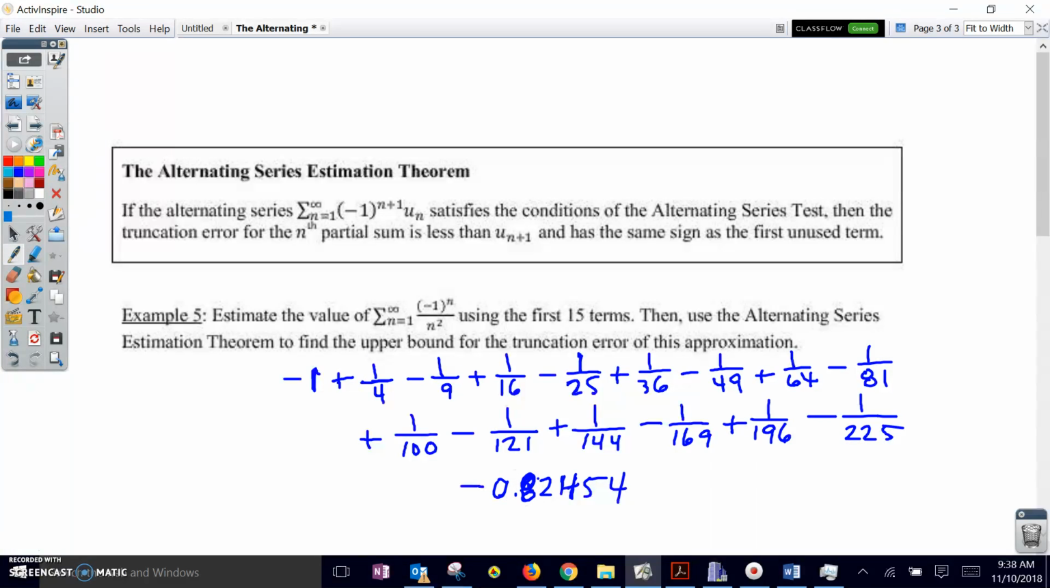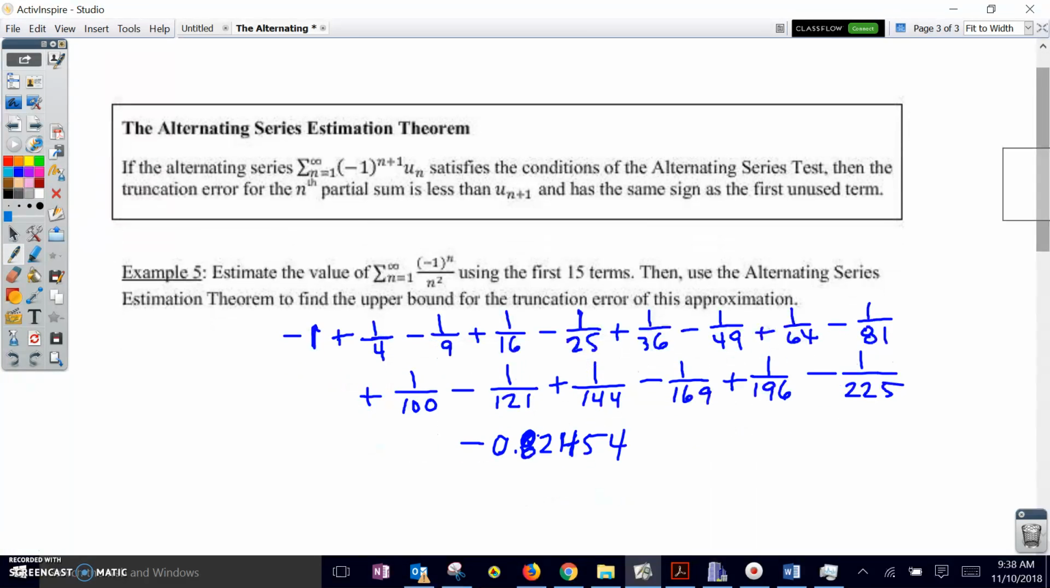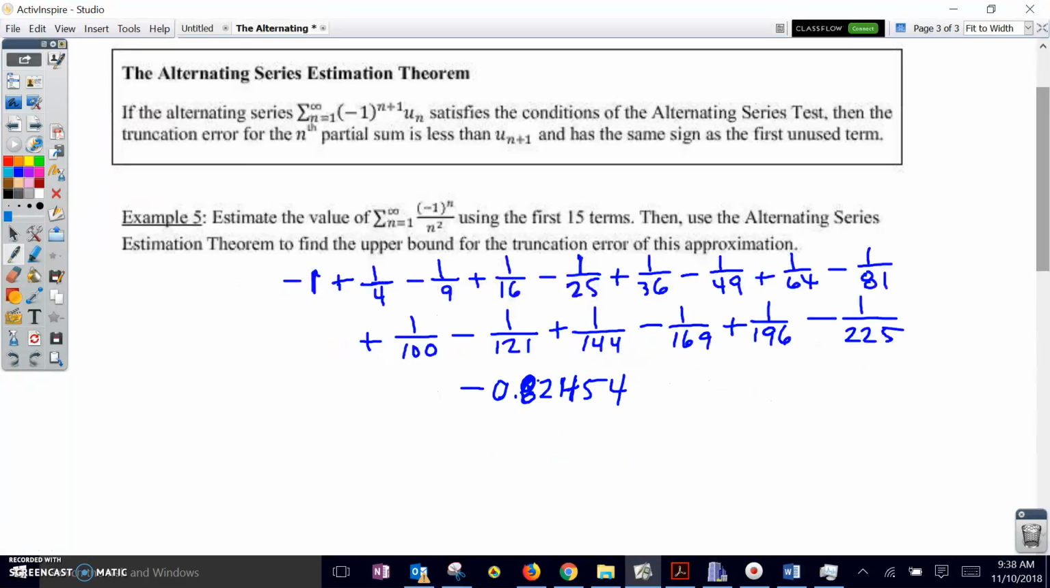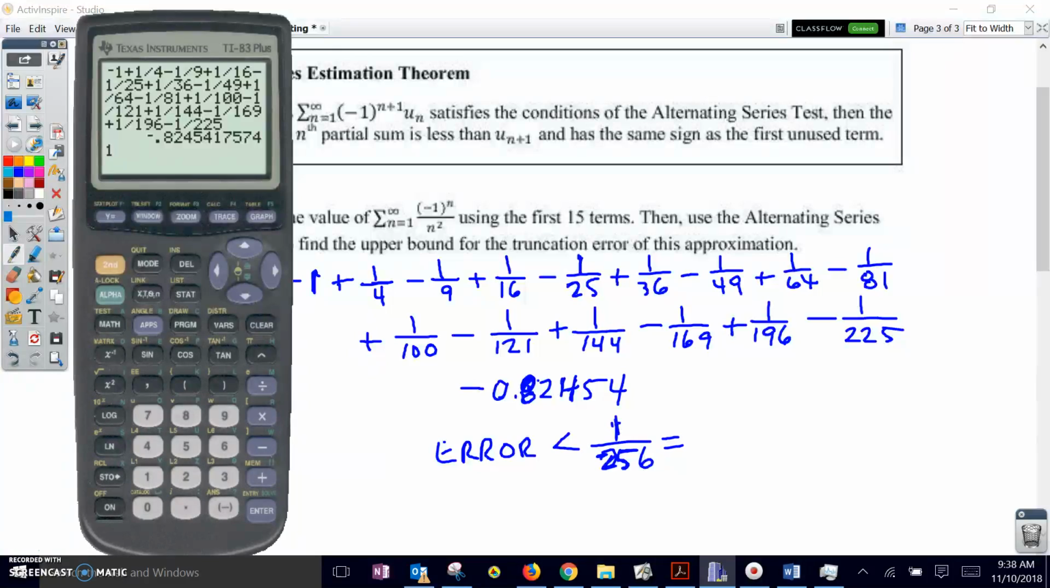Okay, and our error in this approximation has to be no bigger than the next term. And so the error has to be less than 1/256, because the next term is going to be 1/256, which is about 0.00391.